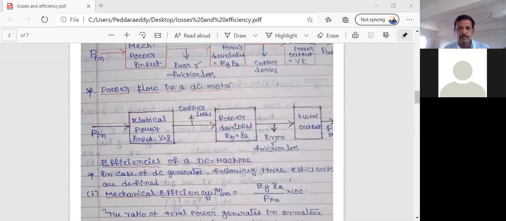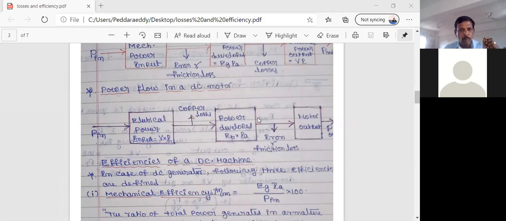See, this is the electrical input, and this is the output. This is the electrical input and this is the electrical output. Output by input means EbIa by VI. We get the electrical efficiency of a motor. And mechanical efficiency is motor output by power developed, P out by EbIa. That gives us the mechanical efficiency.